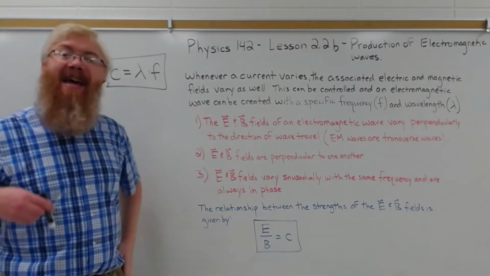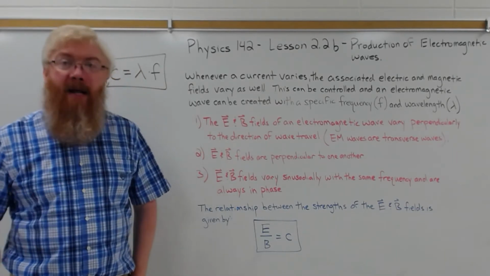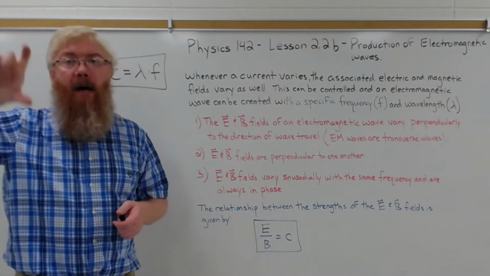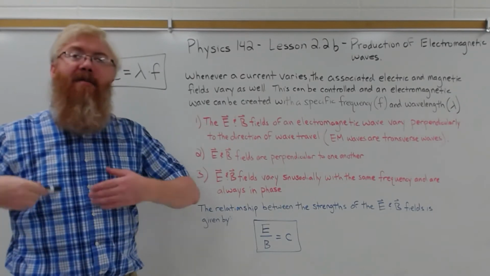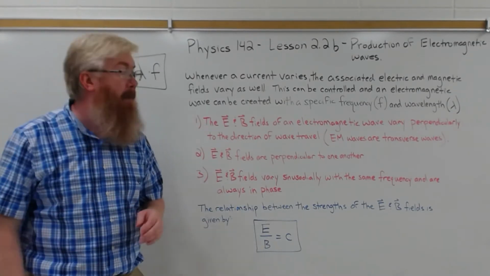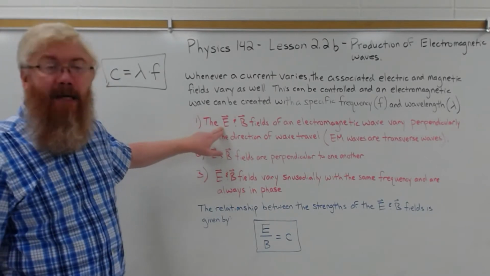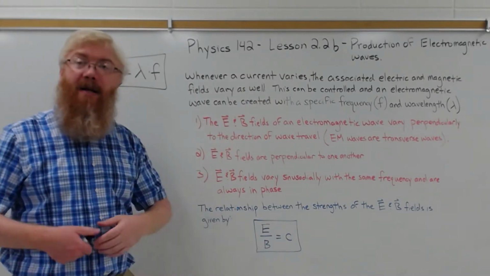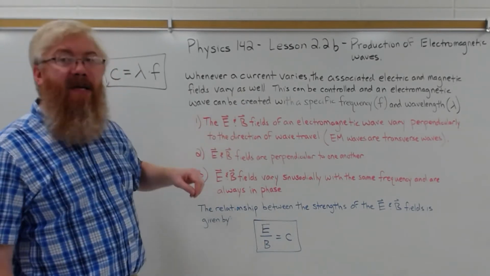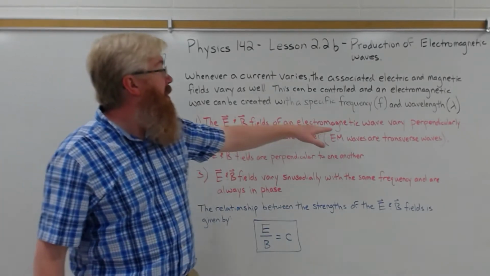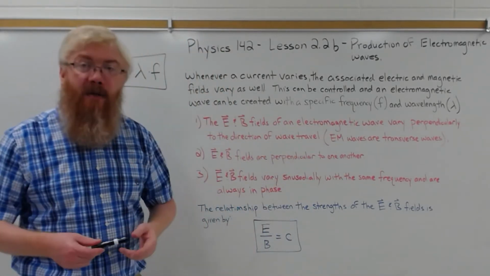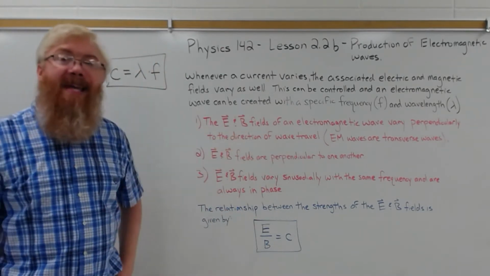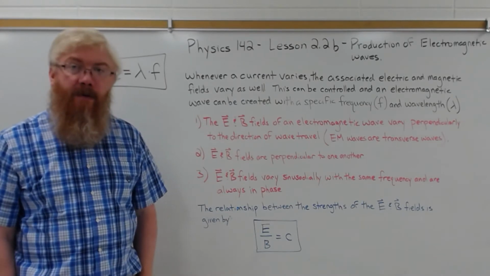Now, a couple of caveats when creating electromagnetic radiation, right? You're oscillating the electric field because you're changing the charges with time. You're changing the magnetic field because you're changing the current with time. So the electric field, shown here with an E and a bar on top, and the magnetic field, shown with a B, remember magnetic fields are represented as B fields. The E fields and B fields, the electric and magnetic fields, of an electromagnetic wave vary perpendicularly to the direction of wave travel. In other words, electromagnetic waves, or EM waves, are transverse waves.